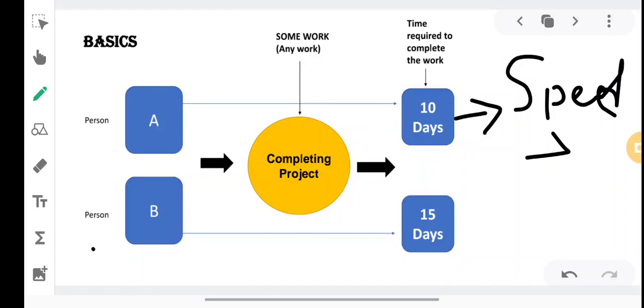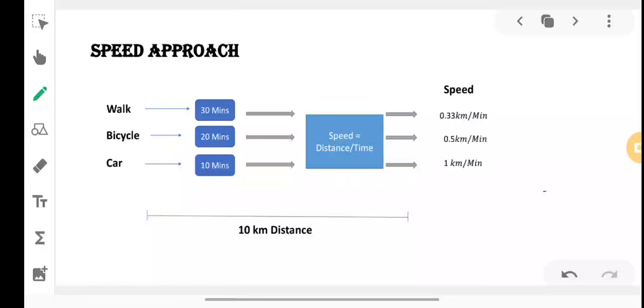So see this slide. Consider a 10-kilometer distance. We have to travel 10 kilometers and we have three modes of transportation. First mode is car, second is bicycle, and third is walking. By car we need 10 minutes to travel 10 kilometers, by bicycle we need 20 minutes, and by walking we need 30 minutes to travel 10 kilometers.